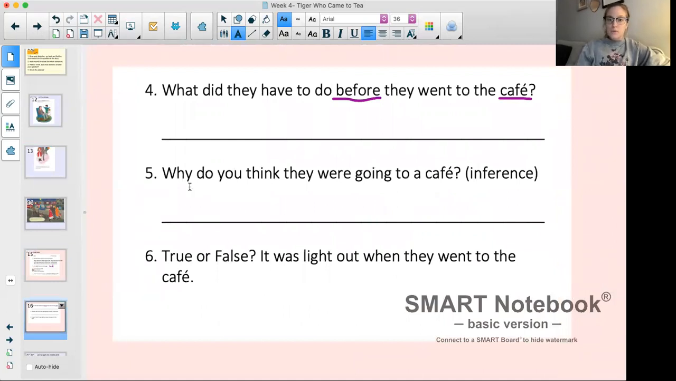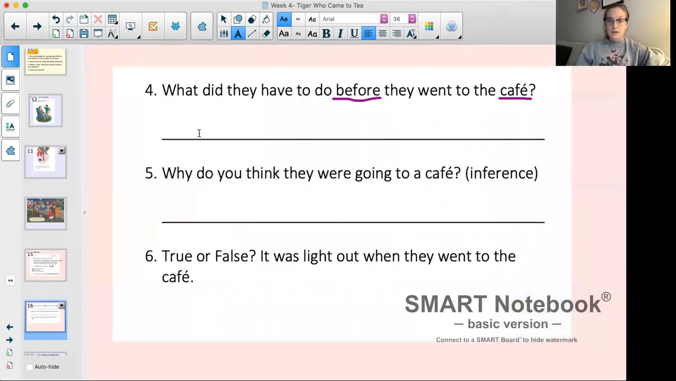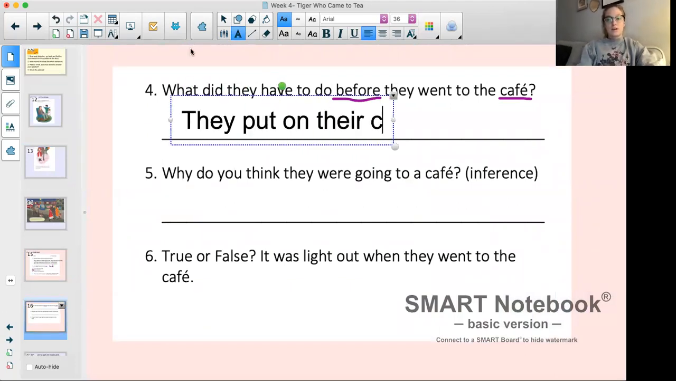Number 4, what did they have to do before they went to the cafe? Let's go back to that page and see, what does Dad say? We'll put on our coats and go to a cafe. You can see in the picture, using those retrieval skills, they're putting on their coat first. So that's a good idea. It gives us a good idea of what they need to do first. They put on their coats. That's what they had to do before they went to the cafe.